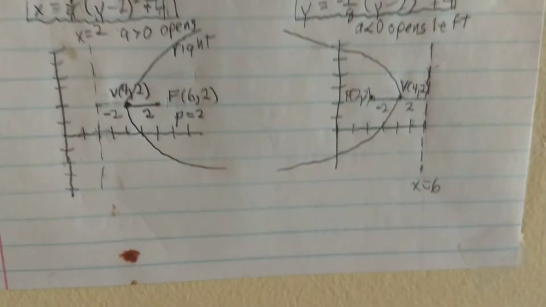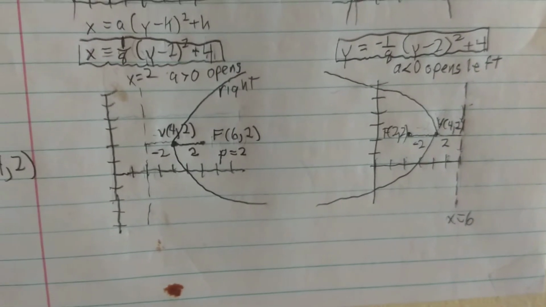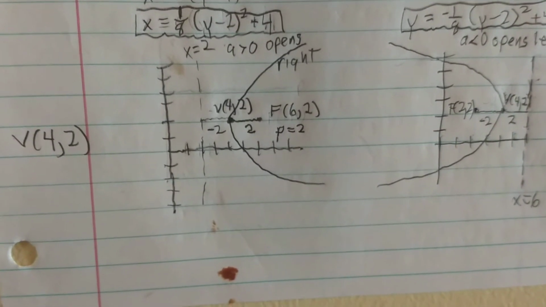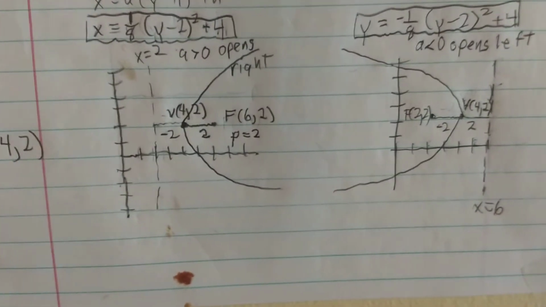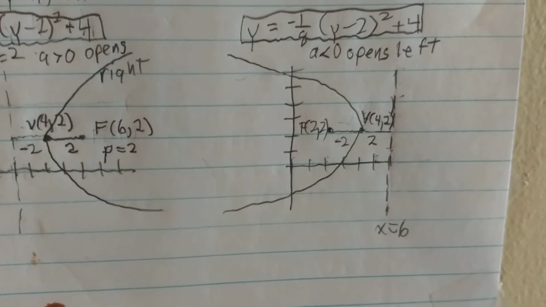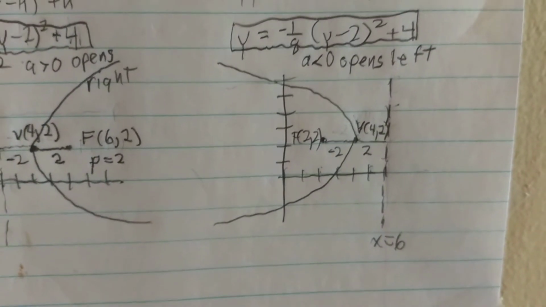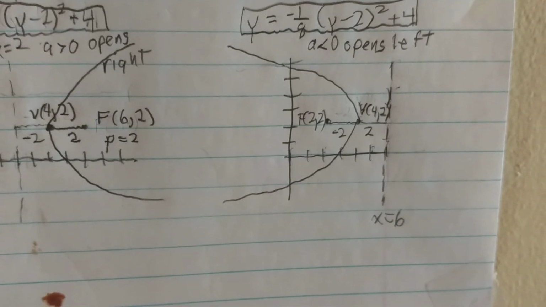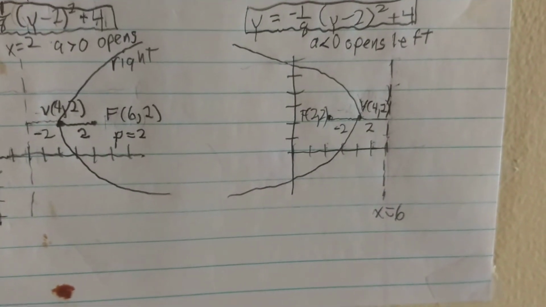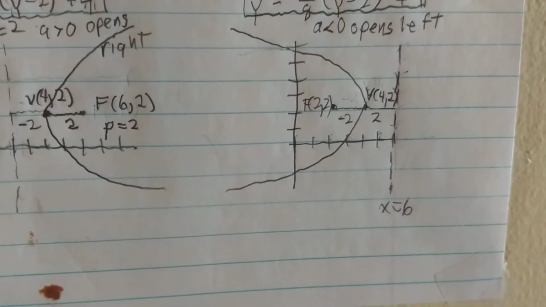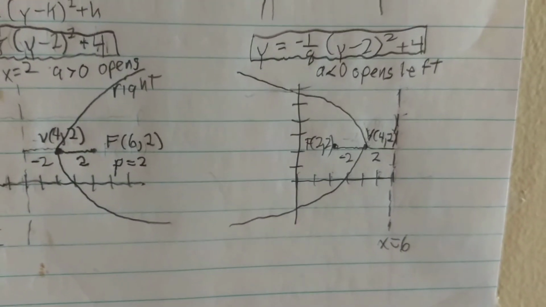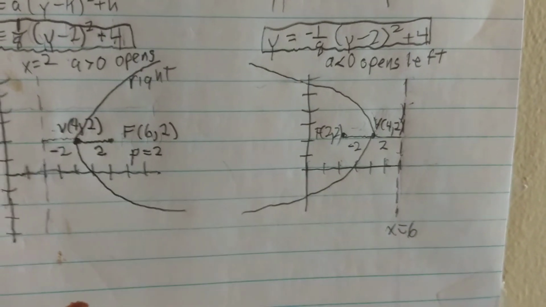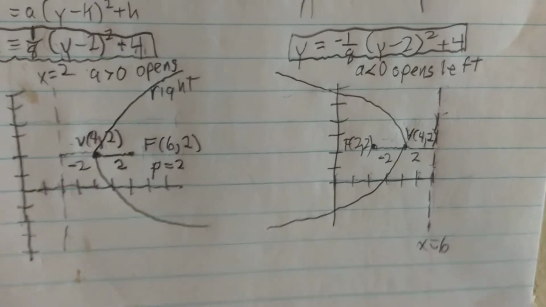So x equals 2. And that equation would be using the vertex, 1/8 (y minus 2) squared plus 4, because y is 2 in the vertex. Now to get it to open left, you can imagine that we have to have a negative p of 2. And so from the vertex at (4, 2), we go left 2 to the focus at (2, 2), with the directrix line behind it at x equals 6. And this equation turns out to be negative 1/8 (y minus 2) squared plus 4. So that's how I get my 4 cases.